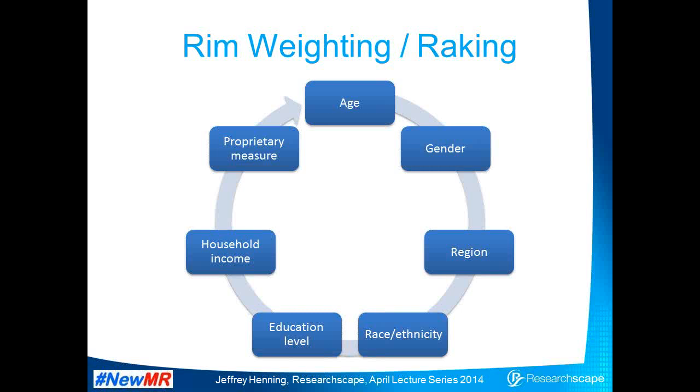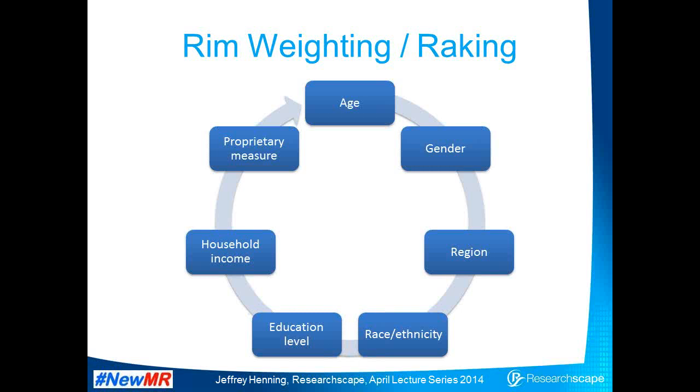So this is an example of a seven-dimensional weighting system. And this is what most academic researchers are using these days. It's called rim weighting or raking. And basically what they do is they'll take the data and then weight it, and then they will rerun those weights and weight them again. And so the previous weight is always an input into the process.